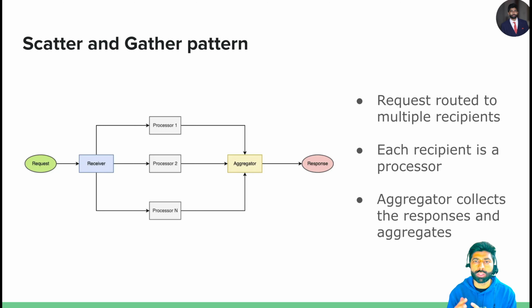So let's talk about a pattern called scatter and gather. Scatter and gather is a pattern where a request is routed to a number of recipients. Each recipient is a processor, and each recipient processes the request which is coming from the requester and then aggregates the responses from all the processors into a single response and then sends it back to the requester. So this is a high-level overview of scatter and gather pattern.